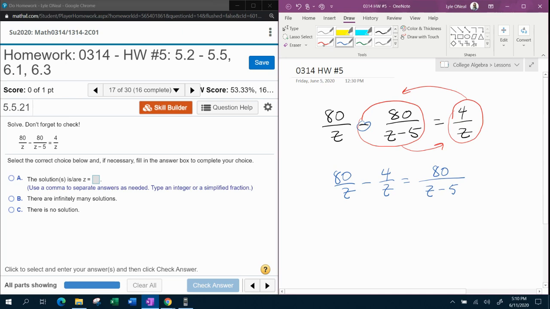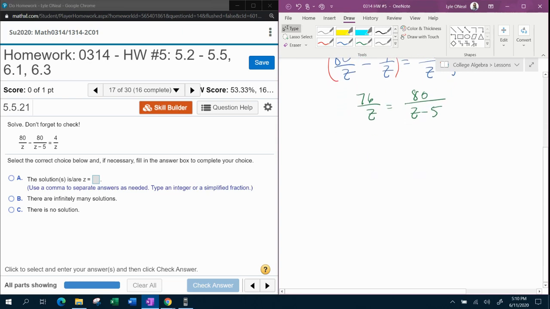Now, if you look at what I've got here, I've now got the two fractions that have a common denominator together on the same side. I can combine them. 80 minus 4 is 76 over z. On the other side, I've got 80 over z minus 5.